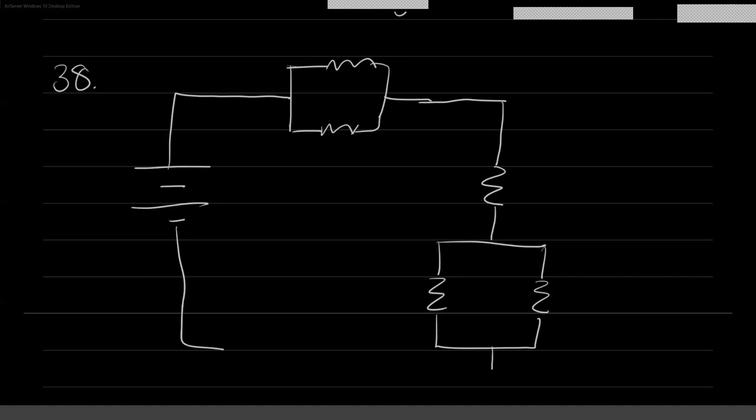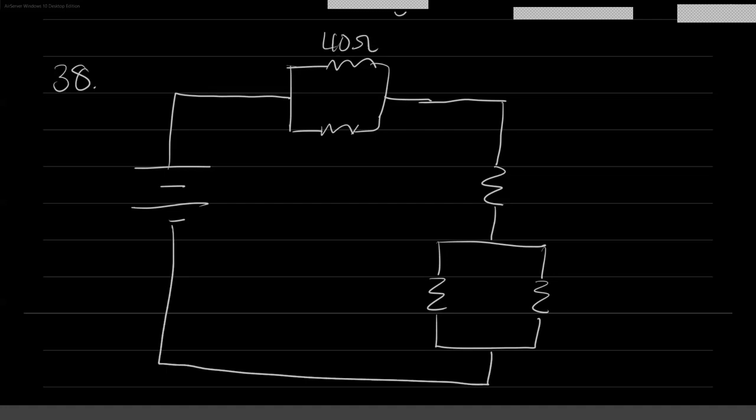So this one was kind of simple. So then we had, called this 40, 160. Oh, I did put it there. 48 and 400 and 100. So I'll call this R1, 2, 3, 4, 5.